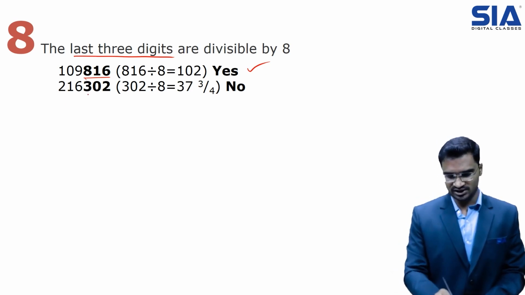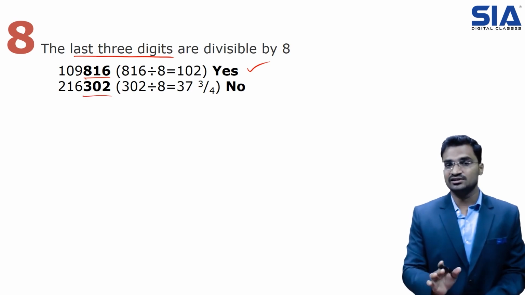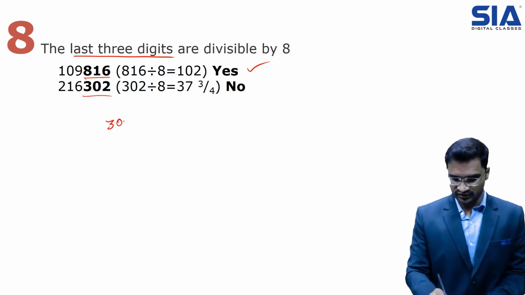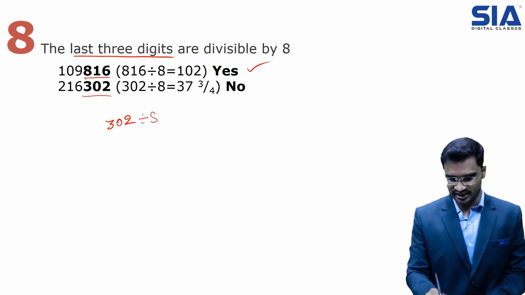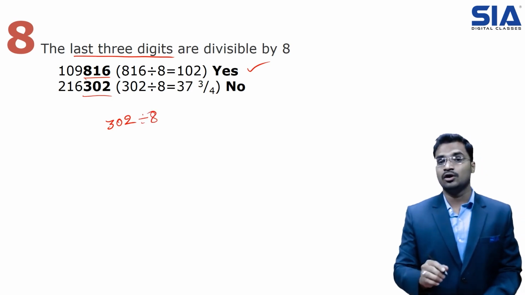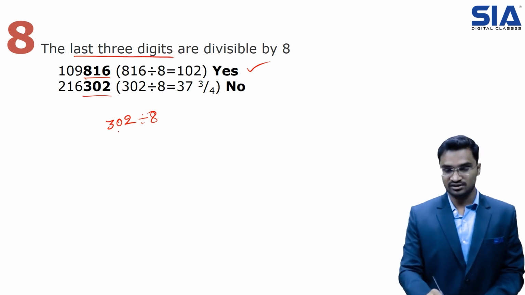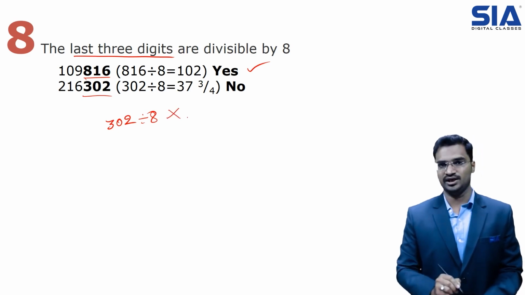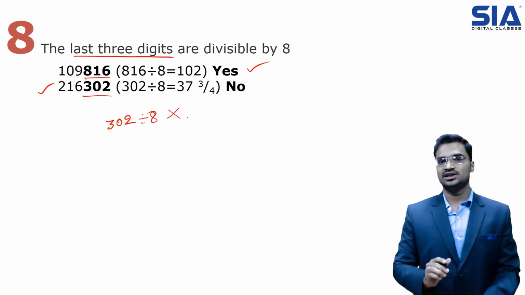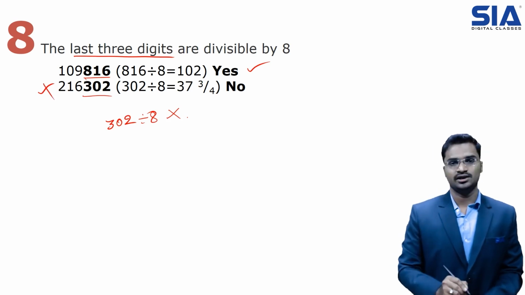But 216302. We are checking 302. If 302 is divisible by 8, then the whole number is divisible by 8. But 302 is not divisible by 8. So 216302 is not divisible by 8.